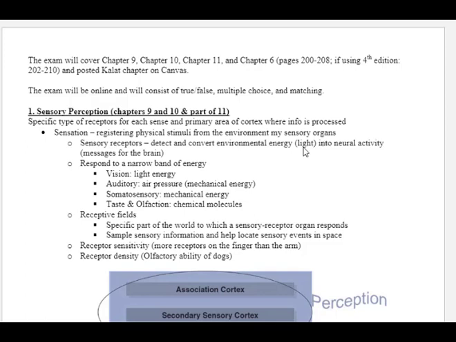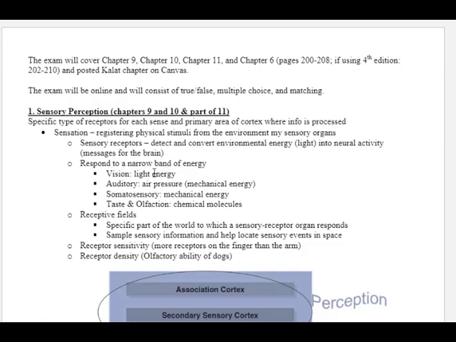You're going to find that we're going to talk about for each kind of sensory system that there's only a little specific kind of energy or a specific range or band of energy that it can respond to. So for vision, there's only a specific kind of energy that it can respond to.